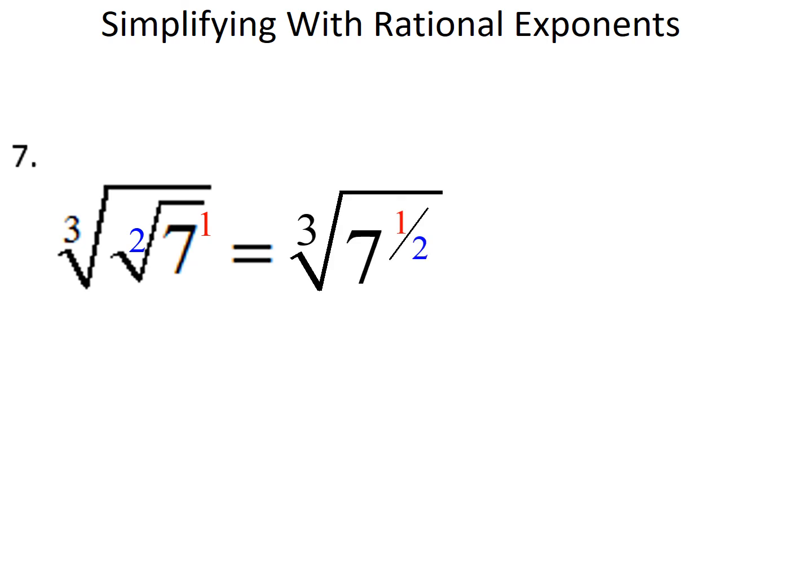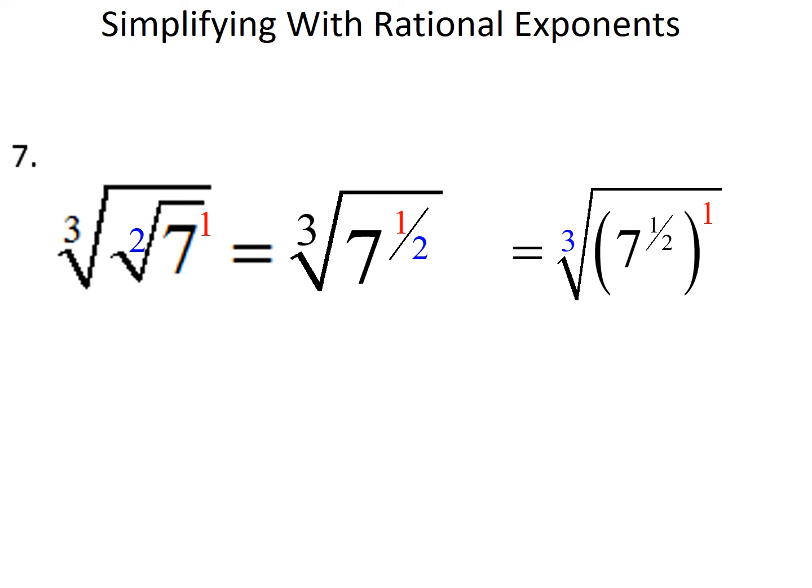So on our inside, we have 7 to the 1/2 power because the exponent on the inside is 1. There's no index, and so we know it's 2. So we rewrite the inside as 7 to the 1/2 power. Now we need to take the cube root of that. So when we take the cube root of that and we put it in parentheses, we have 7 to the 1/2 power raised to the 1st power, and it's the cube root of that.